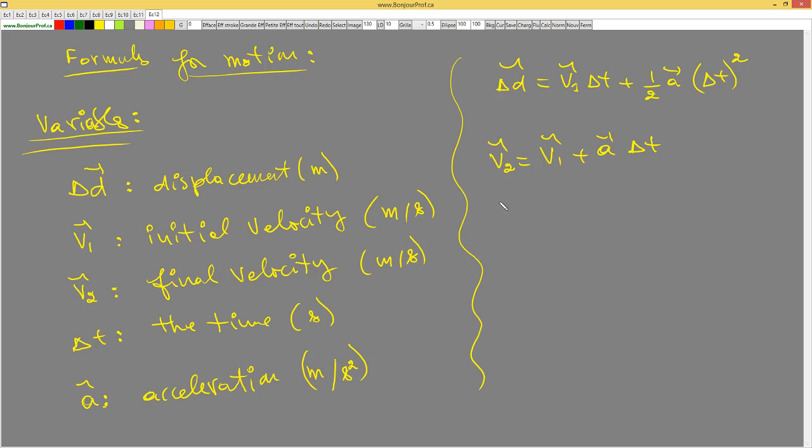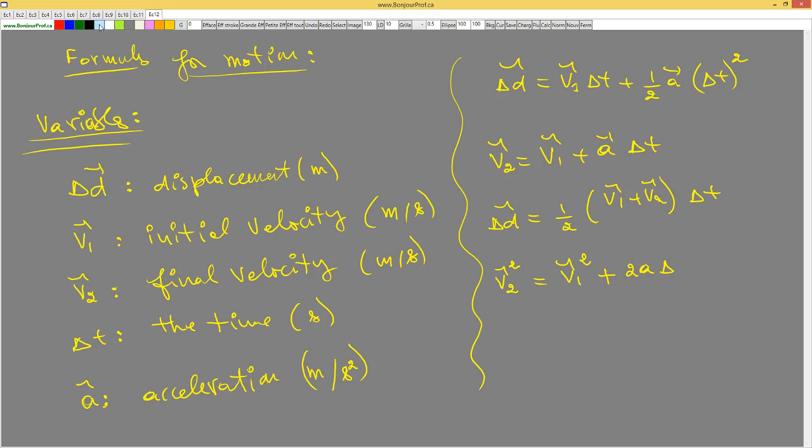Okay. The other formula, we have delta D equal half V1 plus V2 times delta T. We have V2 squared equal V1 squared plus 2A delta D, excuse me.